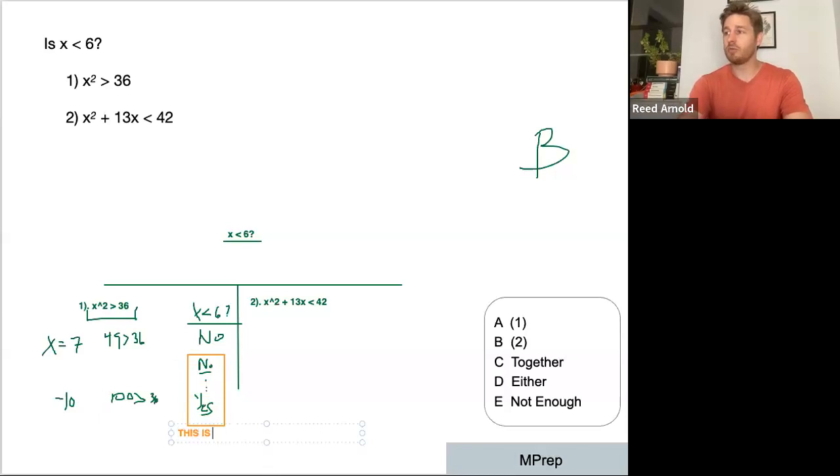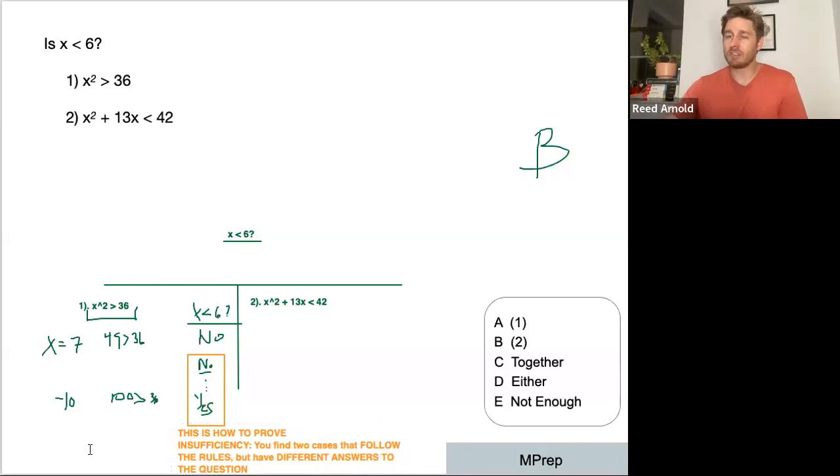This is how to prove insufficiency. You find 2 different cases that follow the rules, key idea, follow the rules, but have different answers to the question. And so since I can get 2 cases here that follow the rules, X is 7, X is -10, I've proven insufficiency, because 1 is more than 6 and 1 is less than 6. So A and D are out.